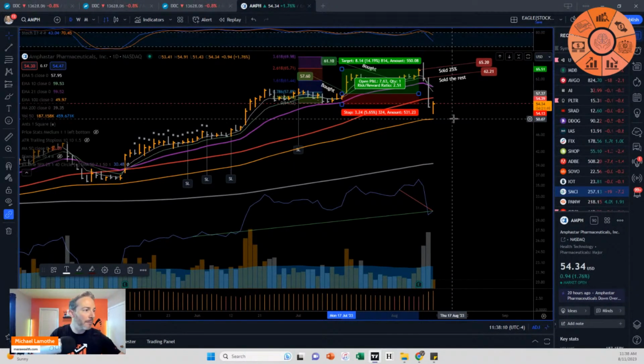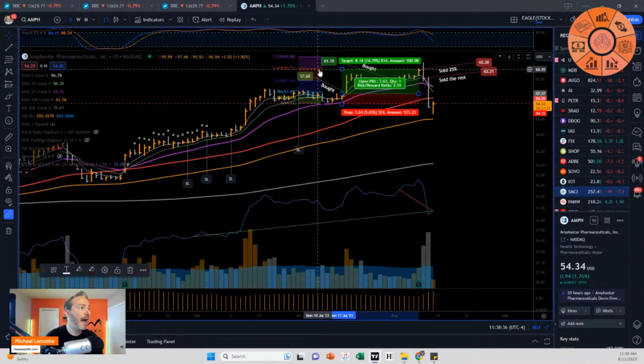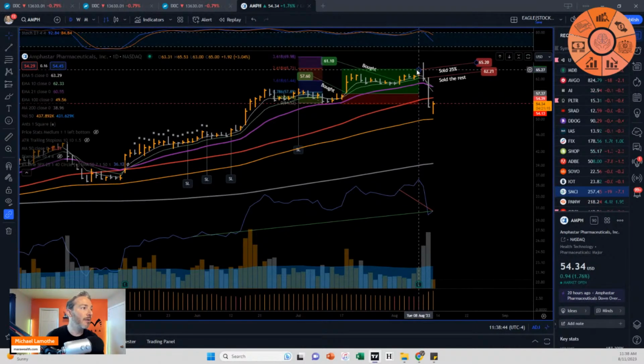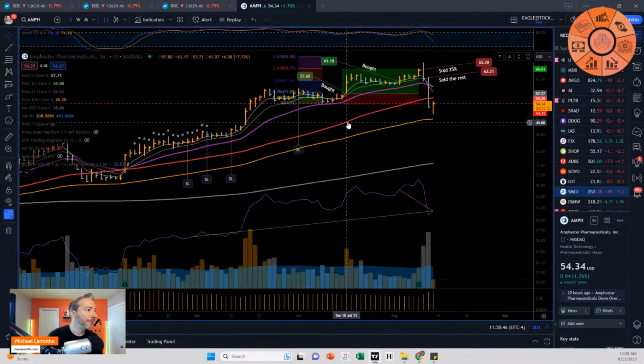Is there some sort of magic to Fibonacci? Not really. It's just that when you have an indicator that tends to be a popular indicator, a lot of people have their eyes on said indicator, and so it tends to be a self-fulfilling prophecy. So that's one of the reasons why I like to look at Fibonacci levels. This one happened to be around 65. So that's why I'm looking to sell a portion when it's getting there.